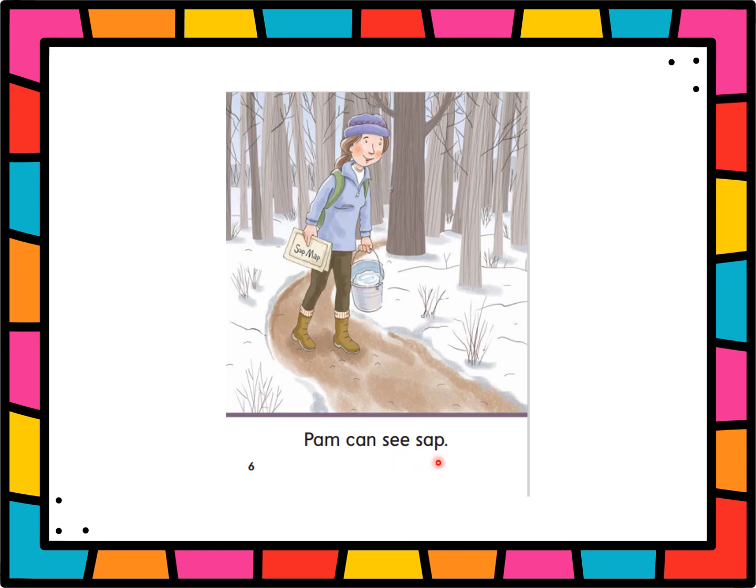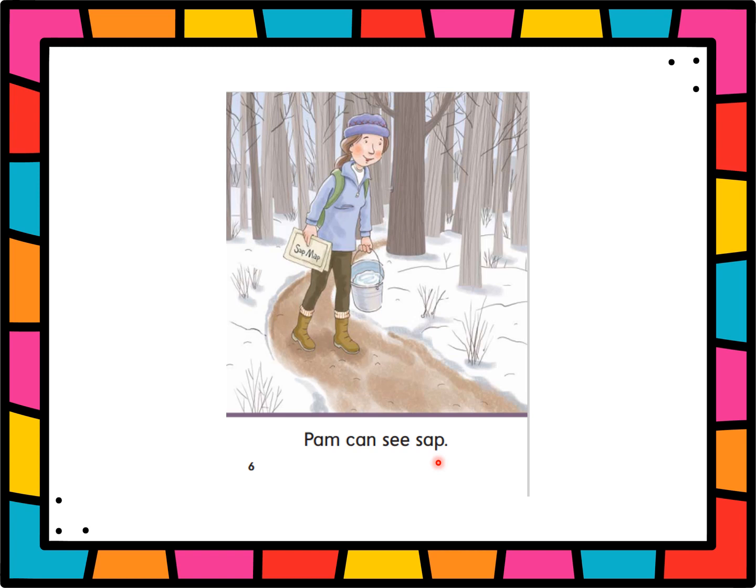So boys and girls, who is in this story? Who are the characters? We saw Pam and the man. Now remember, we talked a little bit about the setting. The setting is where the story happens and when it happens. So where did it happen? It was in the woods or forest.